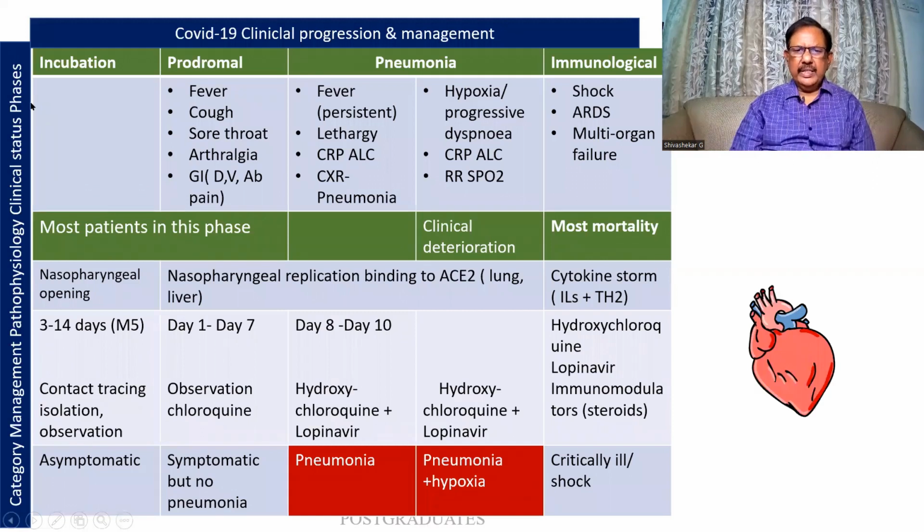This is a fantastic chart that you people will have to spend your time on. It is worth its weight in gold. Kindly memorize. What is the incubation period? What is the prodromal, pneumonical stage, and the immunological stage? What happens to the patient clinically and the mortality? And what are the days of extension? And ultimately, what happens? The patient develops a pneumonia with hypoxia, critically ill, etc. So this is a fantastic table that summarizes both the clinical as well as the pathological developments, as well as the drugs that could be used.